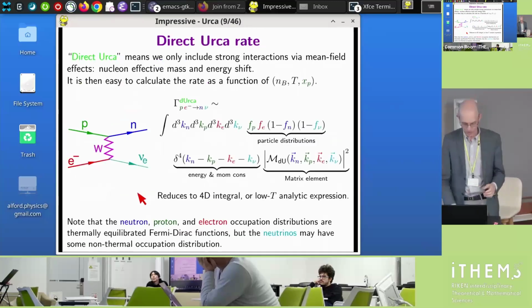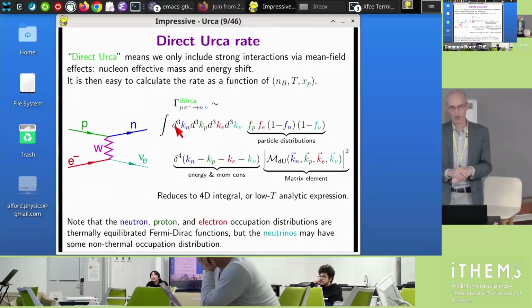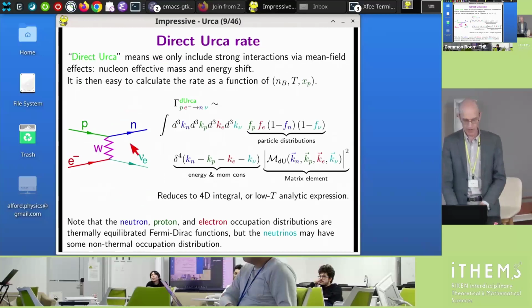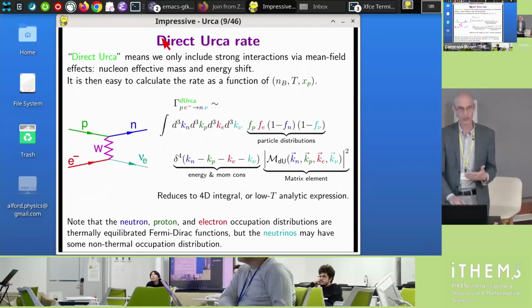So, okay, let's get to talking about the actual calculation. We're going to go under the hood now. We're going to actually see how to calculate these rates. So how do you calculate the rate for a process like this? A proton and an electron turn into a neutron and a neutrino. Well, the first thing you do is what's called the direct Urca calculation.